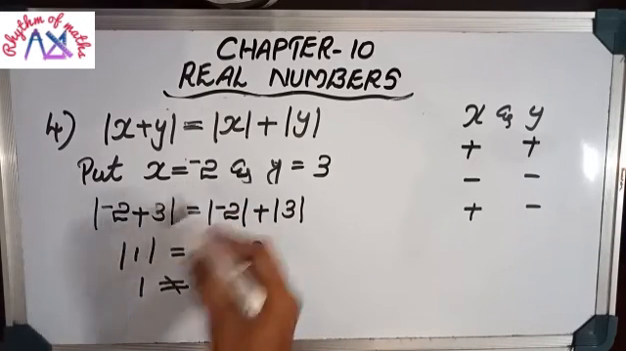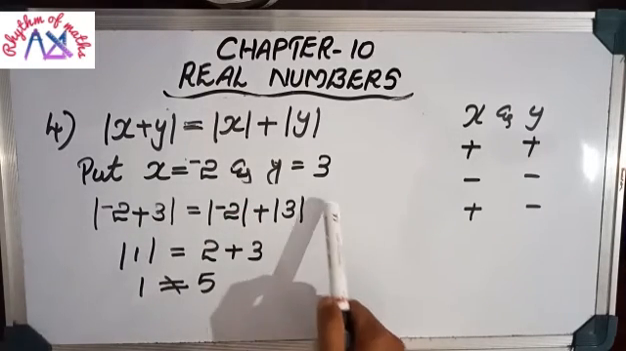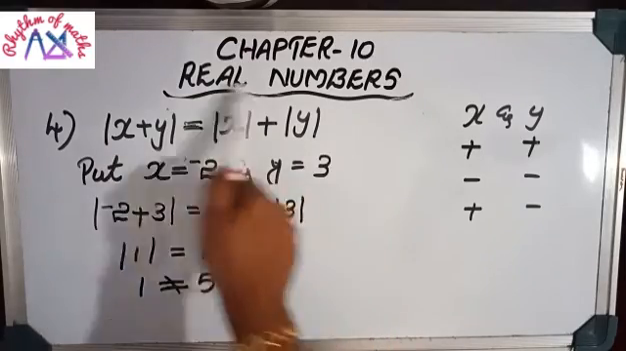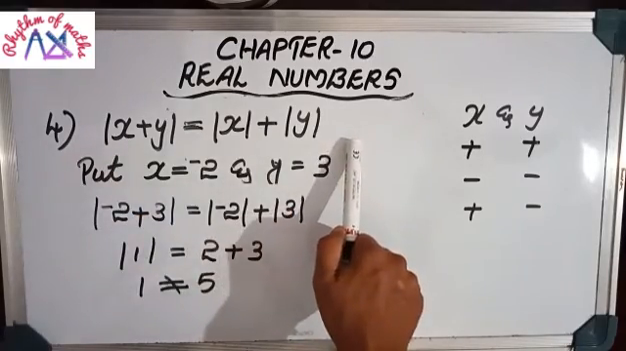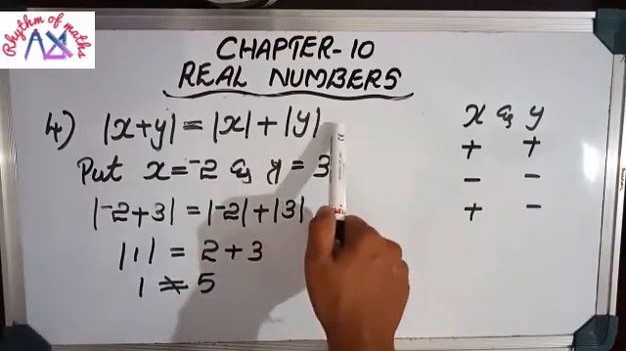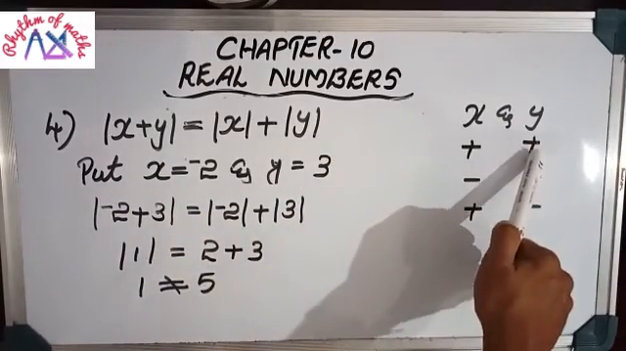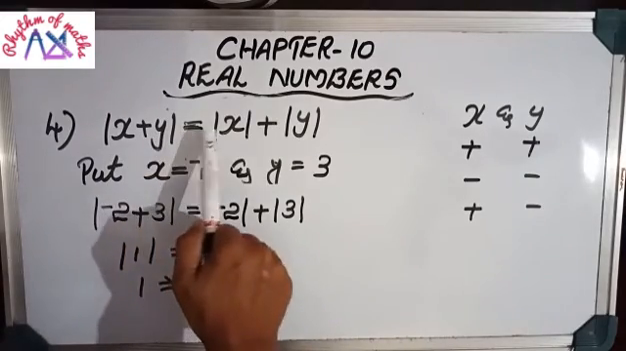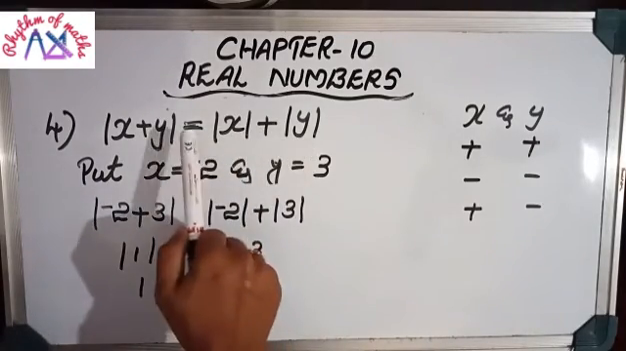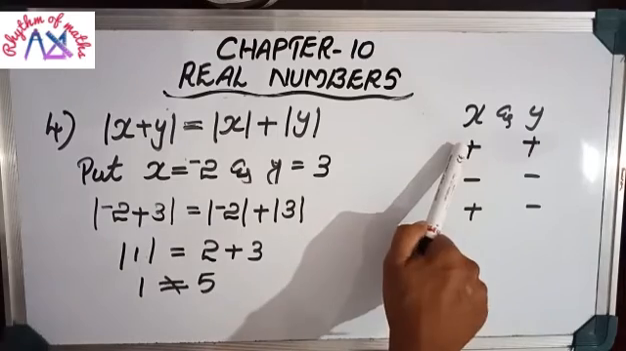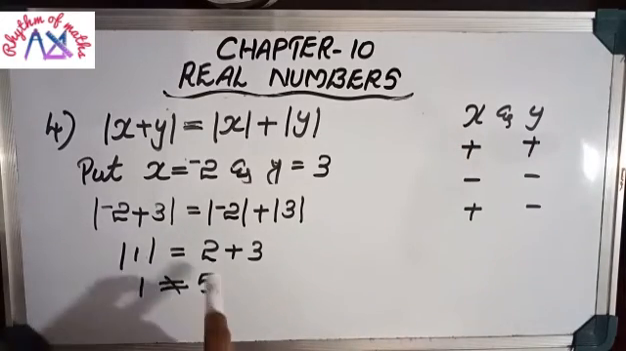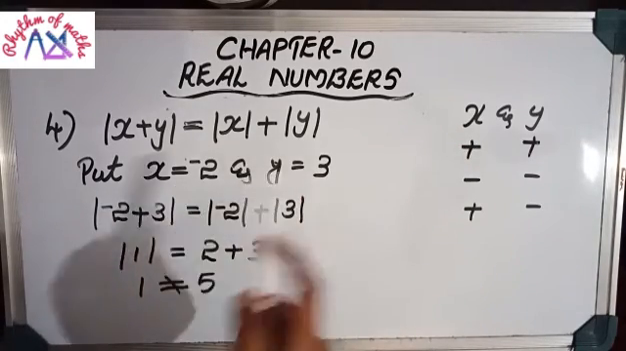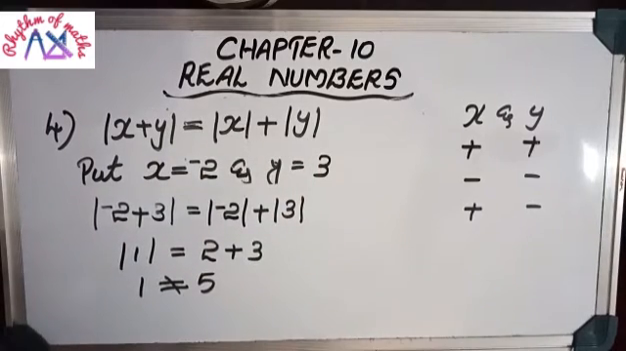That means if one number is positive and another number is negative, this equation is not satisfied. Okay, this equation will satisfy only for both positive numbers and both negative number. Modulus of x plus y equal to modulus x plus modulus y only for both positive number and both negative number. This with one positive and one negative, this equation is not satisfied. Okay, so this is question number 4.